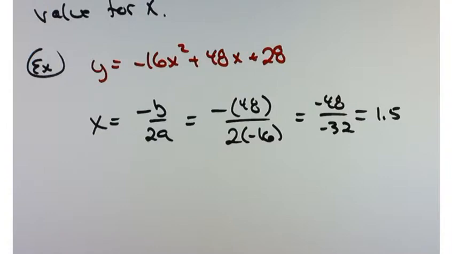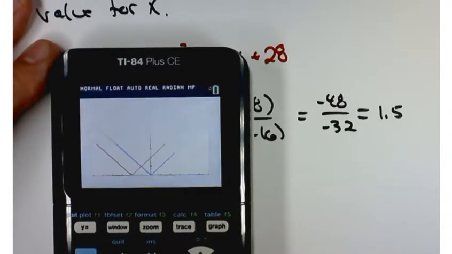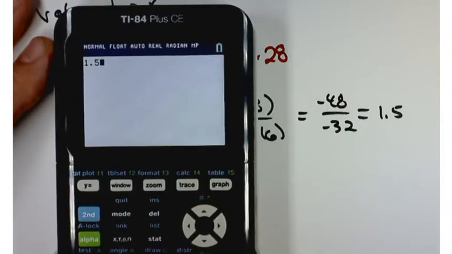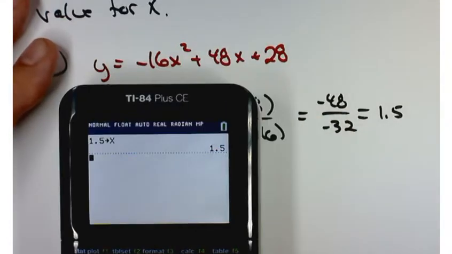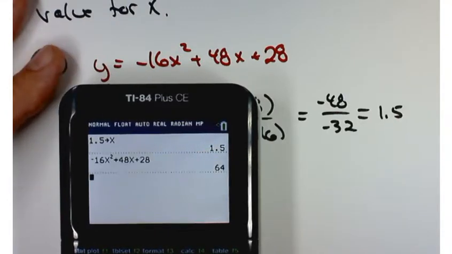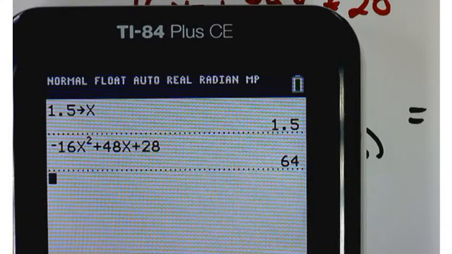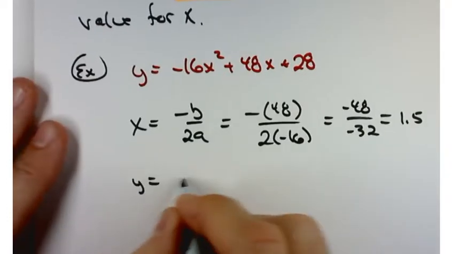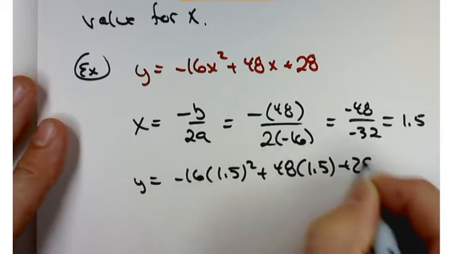So that's the x-coordinate. Let's check out what the y-coordinate is going to be. To do that, let me take 1.5 and store it in x. I'm not going to break a sweat trying to calculate this because I'm going to let my calculator do it. Negative 16x squared plus 48x plus 28. And there you go, 64. So that's the y-coordinate of your vertex. That's the maximum height of this thrown object. So y equals negative 16 times 1.5 squared plus 48 times 1.5 plus 28 equals 64.